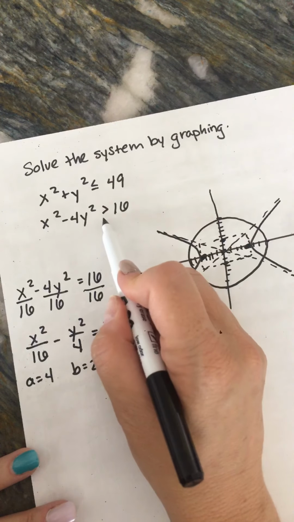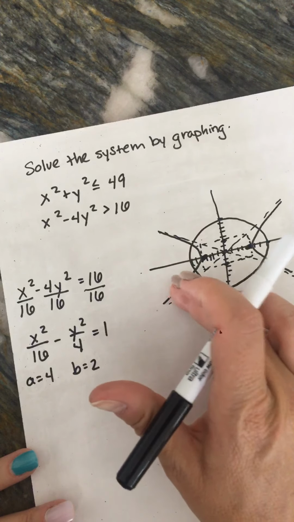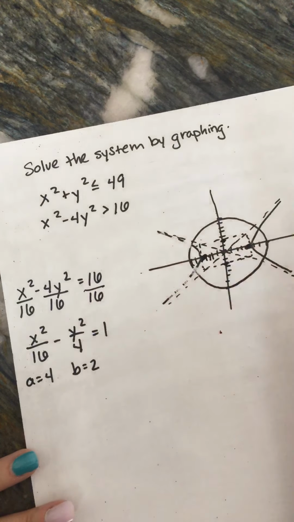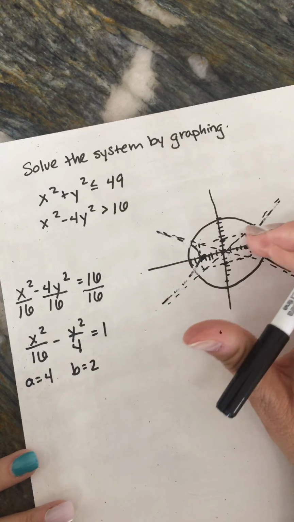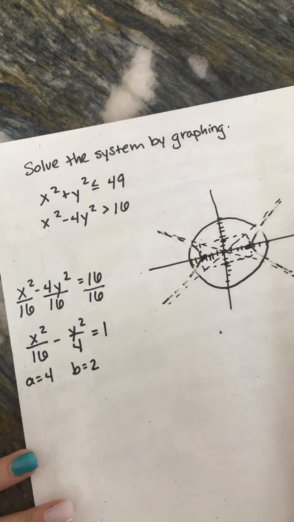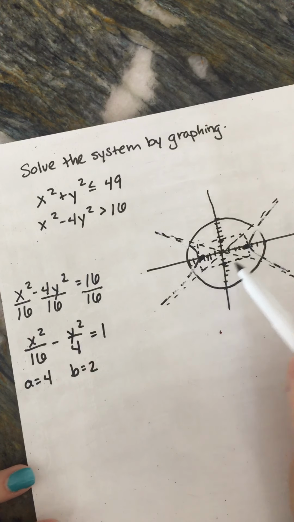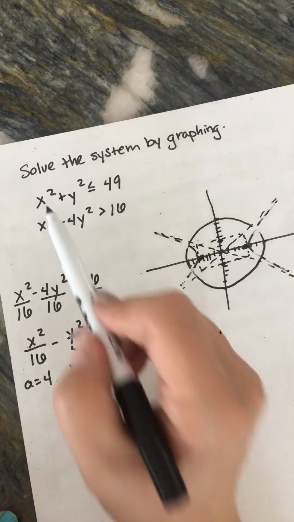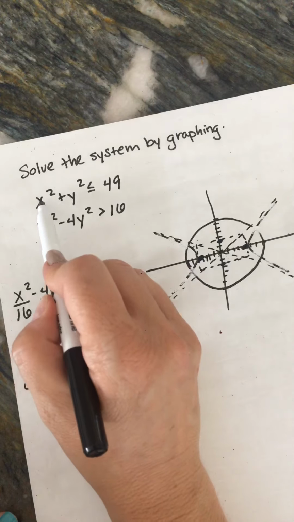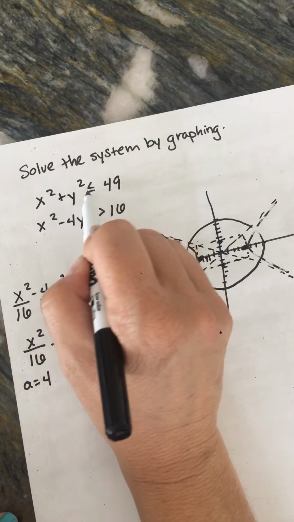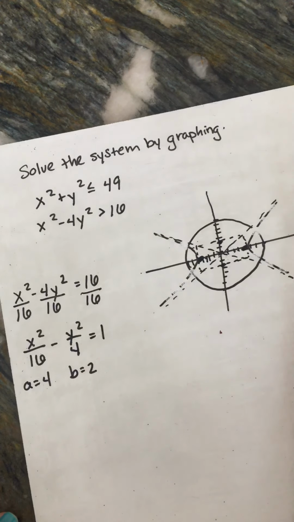Now this guy's not equal to, so I should probably do a dotted hyperbola. There. This is the beauty of Expo markers. You guys have to erase. Okay, so there's my dotted hyperbola, but my solid circle. And then we're going to have to do some shading. So let's go ahead and test our point (0, 0). If we plug it into the circle equation, 0 plus 0 less than or equal to 49. Yep, that's true. So everything inside of the circle where (0, 0) is located is shaded.